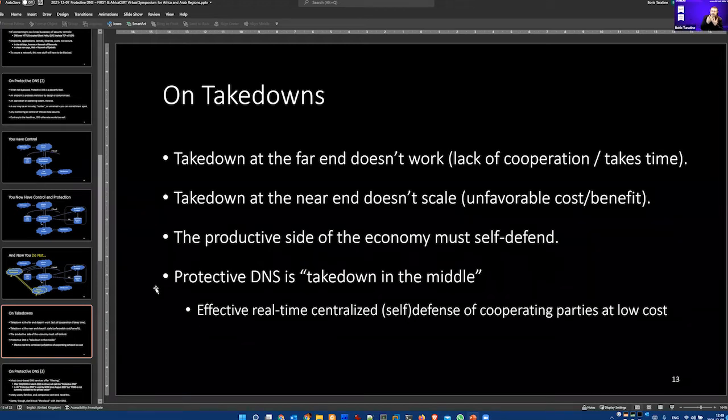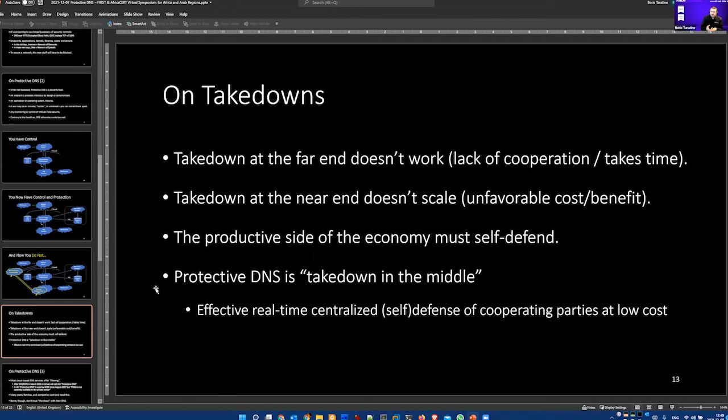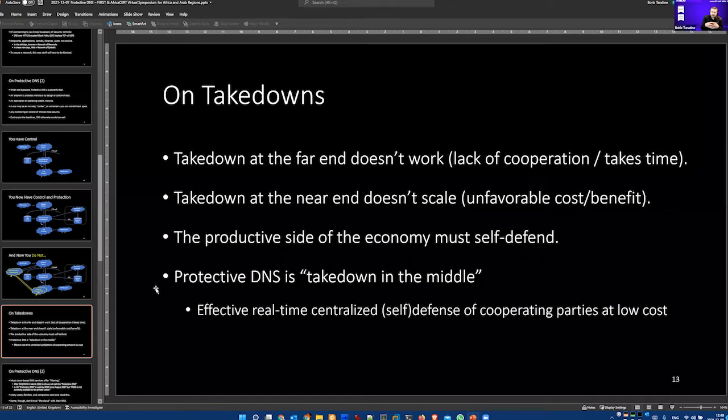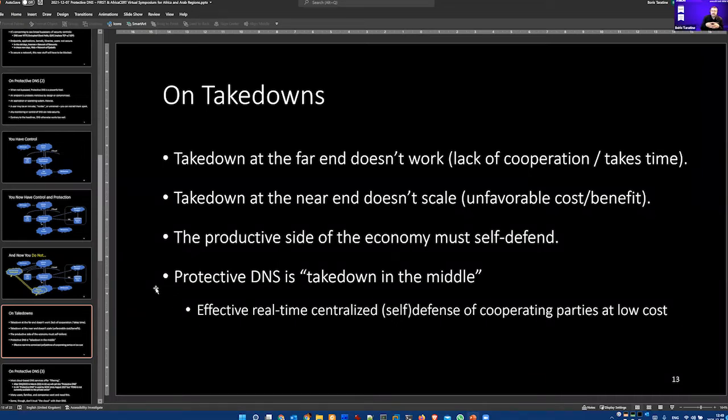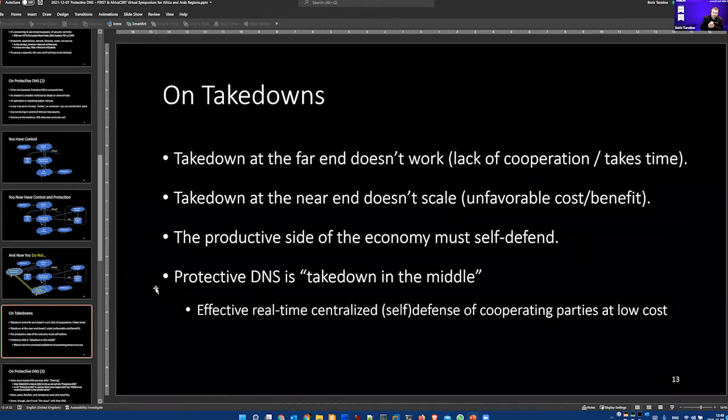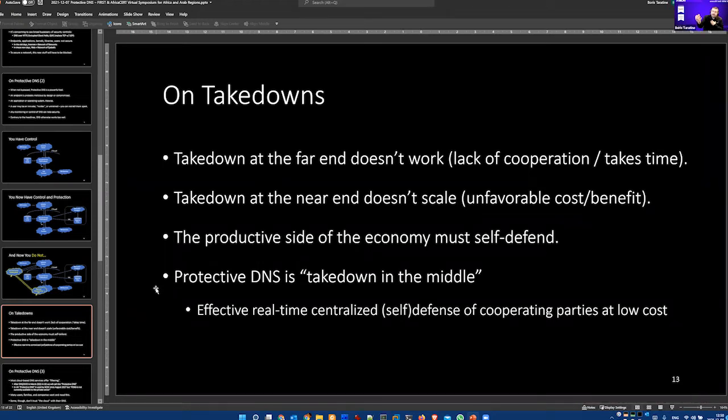But if we agree that DNS is a fundamental protocol, this is where protective DNS or DNS firewall or RPZ, which is the engine or heart of protective DNS, comes in, which we call, that is kudos to Paul Vixie, my friend and my boss, takedown in the middle. If you cannot avoid going to DNS, then put a DNS server there. I have a Raspberry Pi and I have 10 million rules.